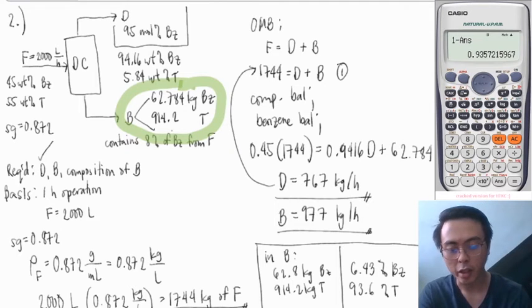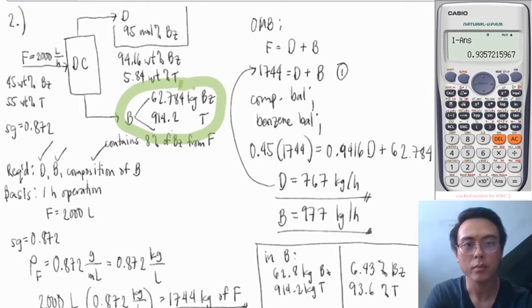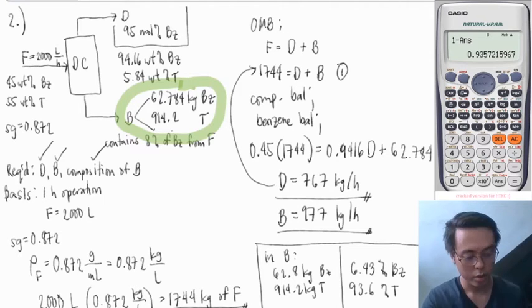We have calculated the flow rate of D, B, and the composition of B. I hope that you have found some interesting tips and tricks in this problem. For example, the use of the mini basis or the use of some floating calculations just to complete our flowchart or to complete our given. Okay, next.